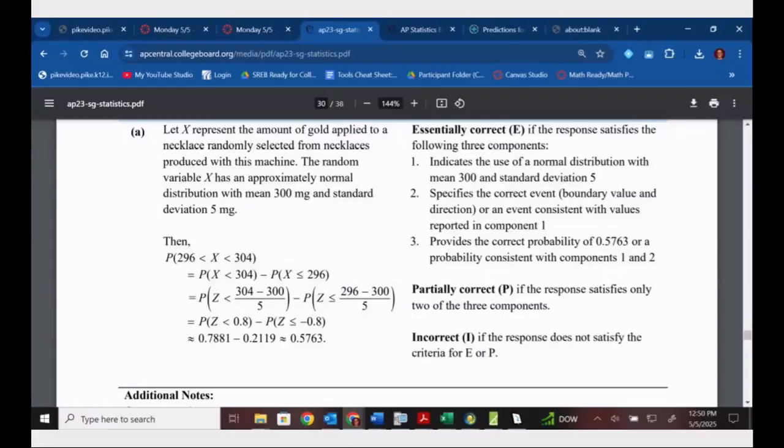So if you messed up components 1 and 2, but then you did the normal CDF correctly, you can still get component 3. All 3 of those components would give you an E. 2 of those 3 components would give you a P, and 1 or none would give you an I. Please go ahead and score part A. So for 1 and 2, you could write it out, or you could draw the picture. Or your probability notation could take care of this part, but it wouldn't take care of this piece if you had probability notation.